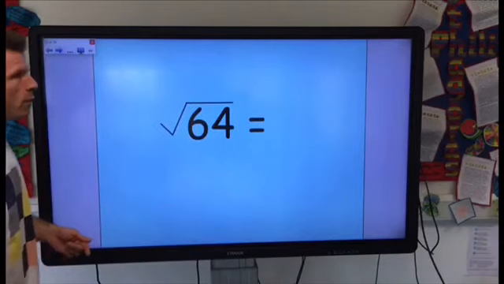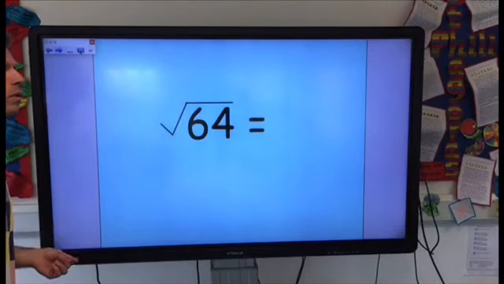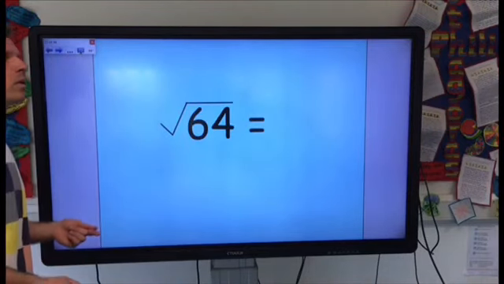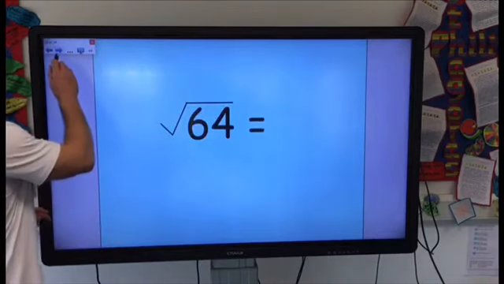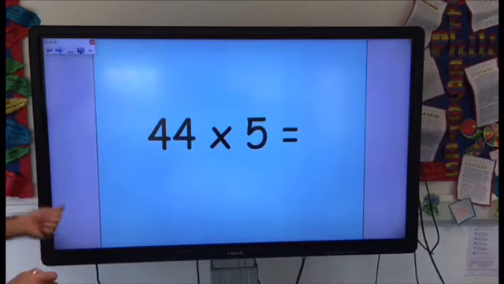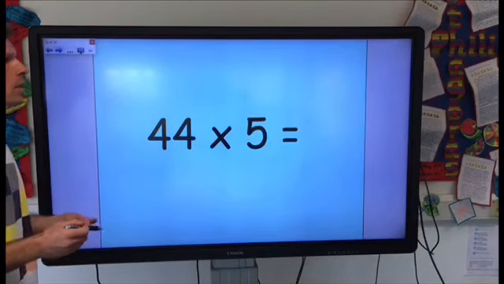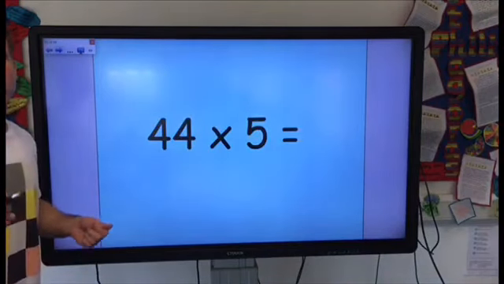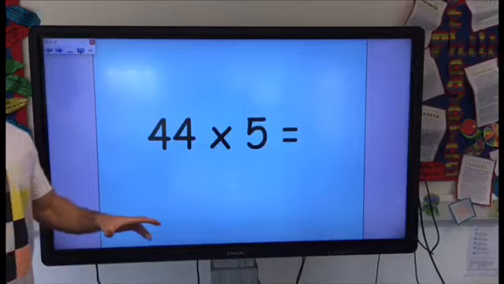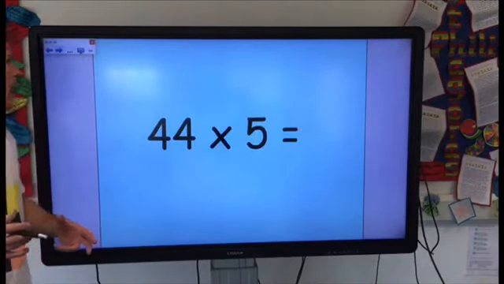Square root of 64. 8. 8 times 8 is 64. 8 squared. 44 times 5. Oh, it's getting tricky now. 220. The way I did this one in my head was the partition again. I did 40 times 5 and 4 times 5, added them both together.